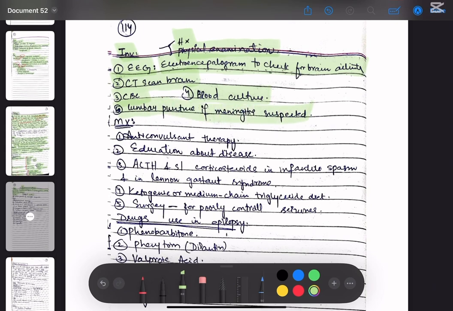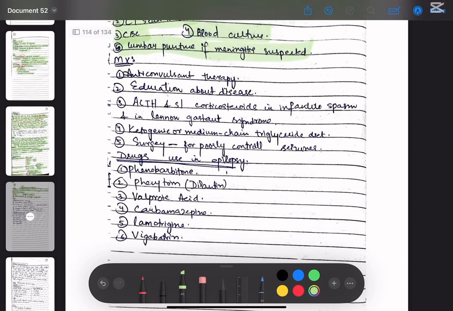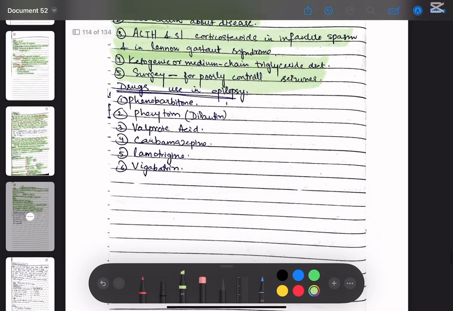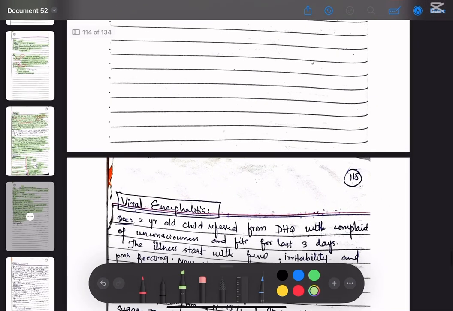The management options for epilepsy are that anticonvulsant therapy is given, education about the disease is given, adrenocorticotropic hormone and corticosteroids are given in infantile spasm and Lennox-Gastaut syndrome, a ketogenic or medium chain triglyceride diet is given, and surgery is done for poorly controlled seizures. The drugs used in epilepsy are phenobarbital, phenytoin, valproic acid, carbamazepine, lamotrigine, and vigabatrin. These are the specific drugs used for epilepsy.